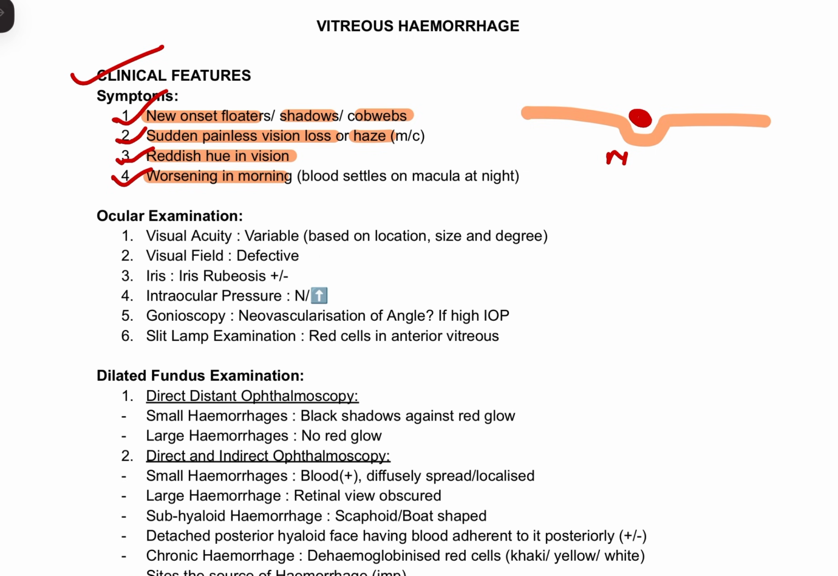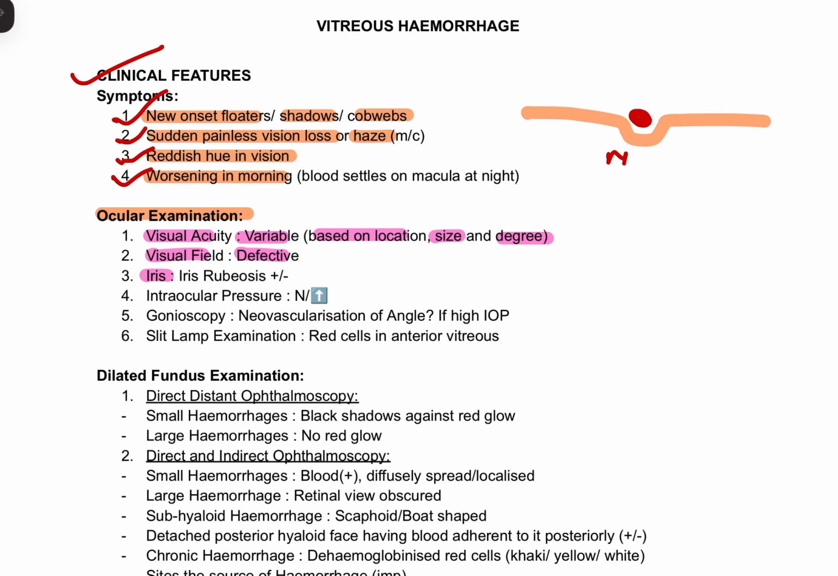Next, coming to the ocular examination proper. You examine first for visual acuity. It is variable, depending upon the location, size, and degree of the hemorrhage. Visual field will be defective. You will have scotomas based on the location of the hemorrhage. If the macula is involved, major visual field defects will be there.